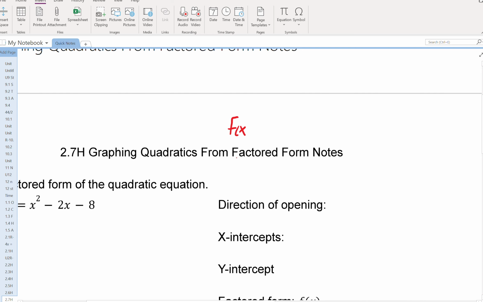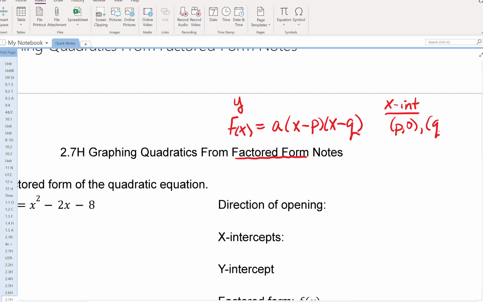We would often see factored form of a quadratic as f of x, remember that could also be y, is equal to a times x minus p times x minus q. And the x-intercepts are at the points p, comma, 0 and q, comma, 0. But it is in factored form. And then a, if there's no a, remember that a would be 1. If there's no number there, that a would be 1.